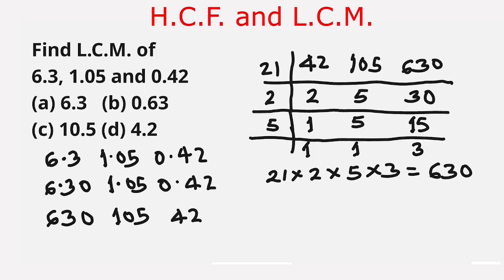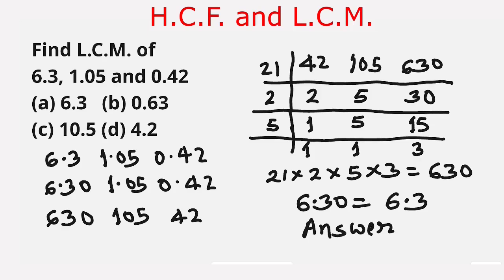Now we have to put the decimal in such a way so that there are 2 digits after the decimal. So 630 will become 6.30 and this is equal to 6.3. So our LCM is 6.3 of the given decimal fractions 6.3, 1.05 and 0.42, and from the given options our answer is option A, 6.3. I hope you have understood the method of solving such type of questions. We go to the next question.